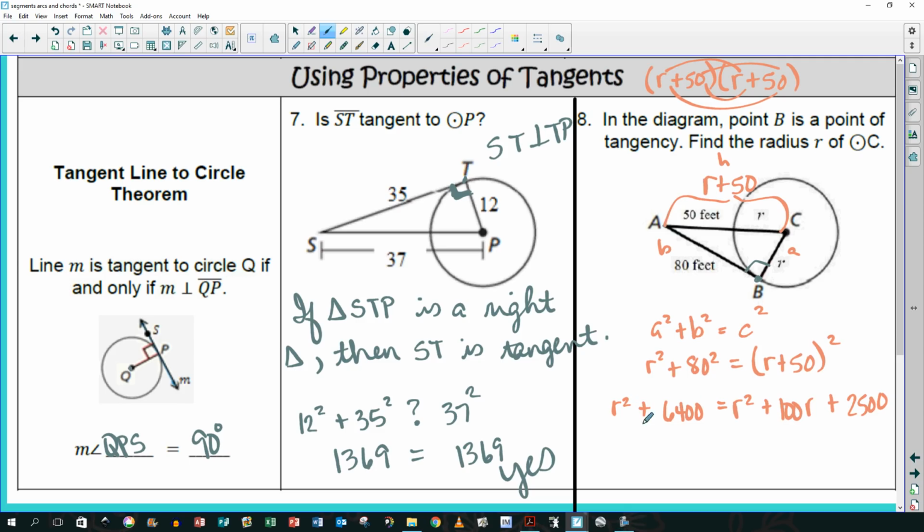So now, if I subtract R squared from both sides, it beautifully cancels out. I'm going to subtract 2,500 from both sides. I get 3,900 equals 100R. Divide both sides by 100, and I get that the radius is 39. So that's what they wanted. It said find the radius. So the radius is 39. So don't forget, basic algebra 1. Got to know how to do it.